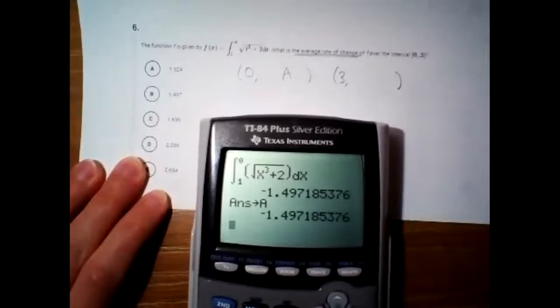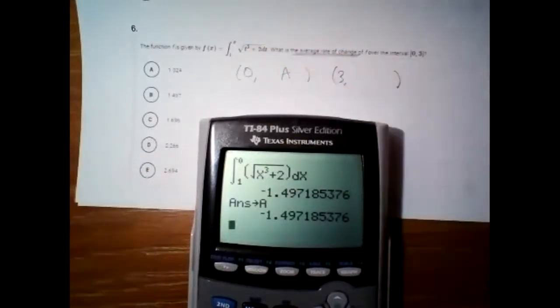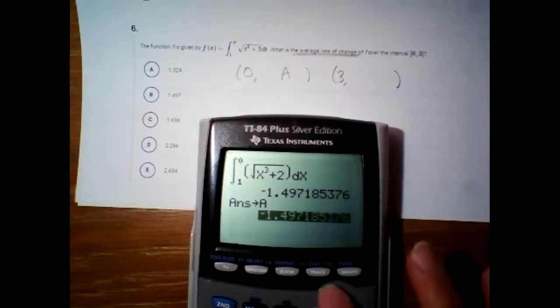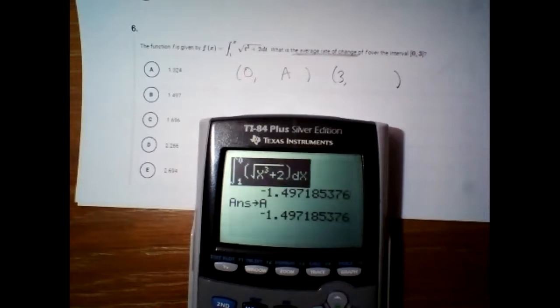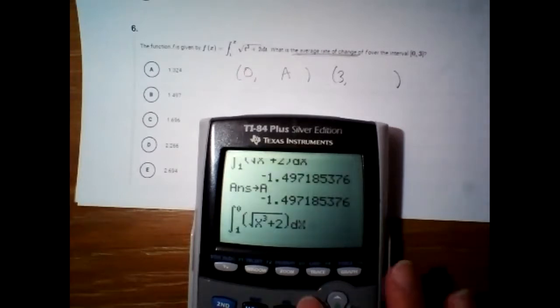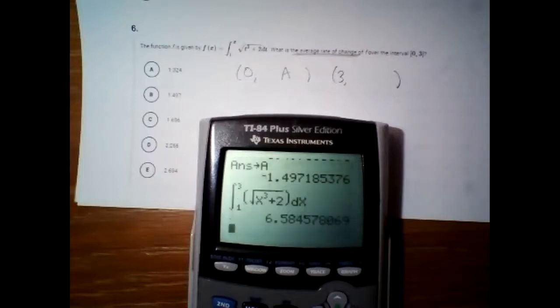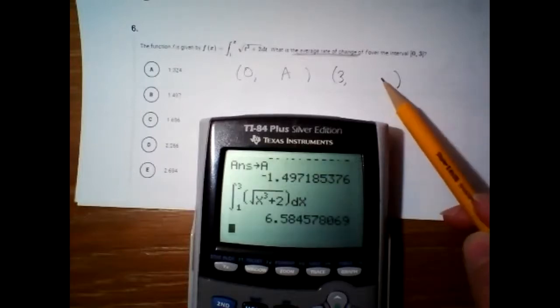Now I want to do the exact same thing and plug in 3. So here's the fastest way to do this, because again, the AP exam is timed. You want to cut down time whenever you can. I'm just going to go up and bring back this integral and change the 0 to a 3. So I just hit the up arrow, brought that back, and changed the 0 to a 3. I'm going to hit enter, and that gives me my output for 3.